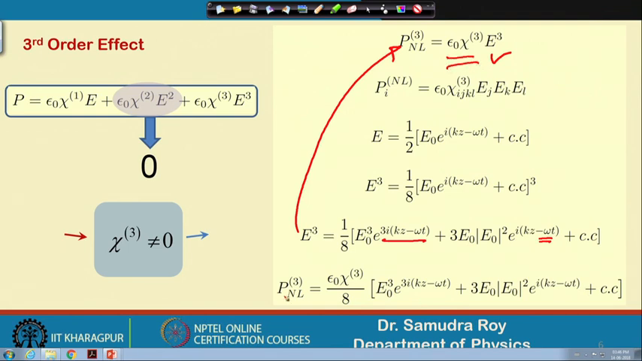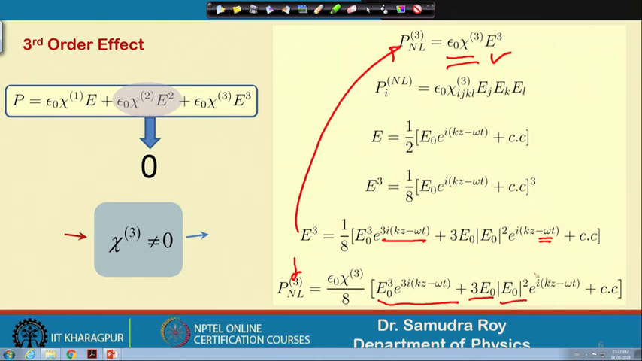So, my P nonlinear, which is important, P nonlinear 3, where this 3 means I am talking about the third order effect, only the chi 3 term is involved. It is epsilon 0 chi 3 divided by 8 multiplied by E 0 e to the power of 3i(kz minus omega t), then 3 E 0 mod of E 0 square e to the power i(kz minus omega t) plus the complex conjugate.